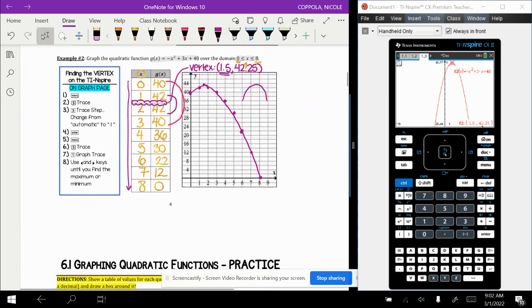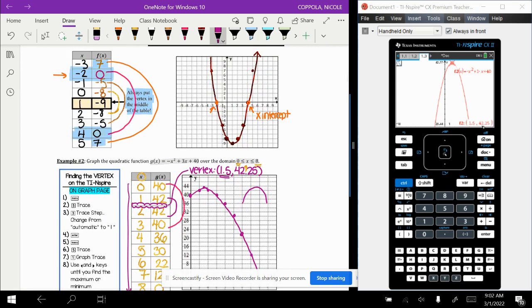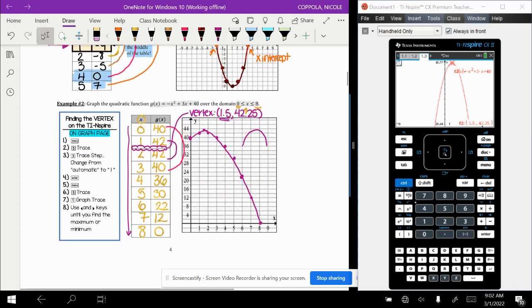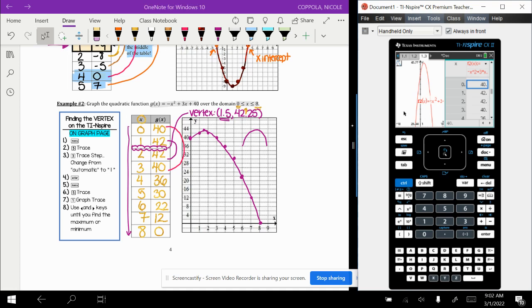So a couple things to recap. Sometimes the vertex is right in the middle of your table, and it's easy to see because it's at a whole number. If you pull up a table and you see that your rainbow around your vertex has no singular vertex, then you've got to go hunting for it using the trace feature. All right, this is it. I hope you have fun graphing.